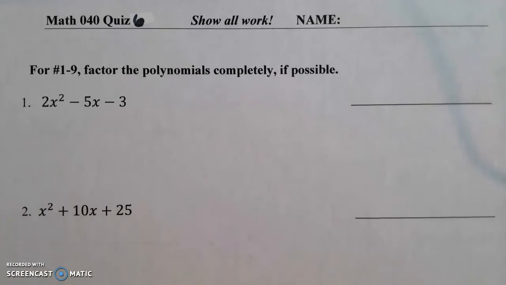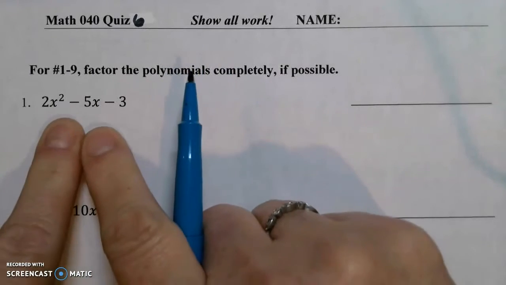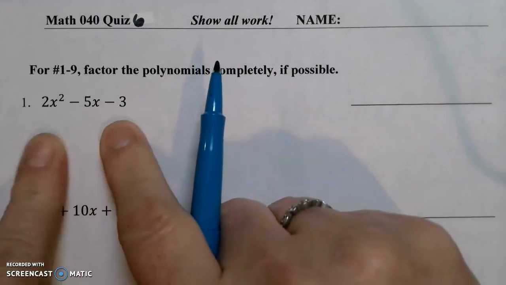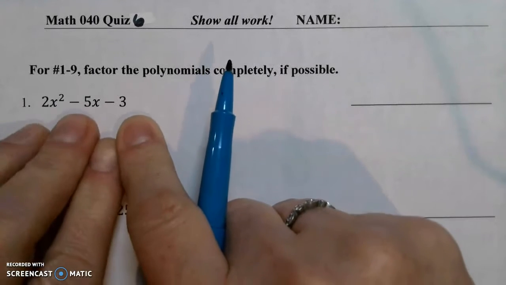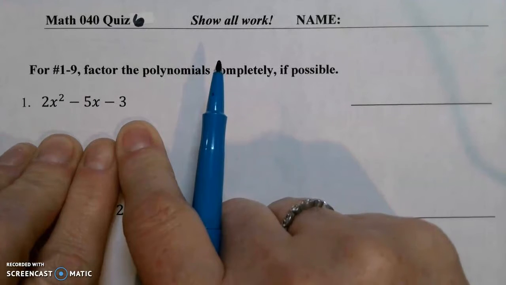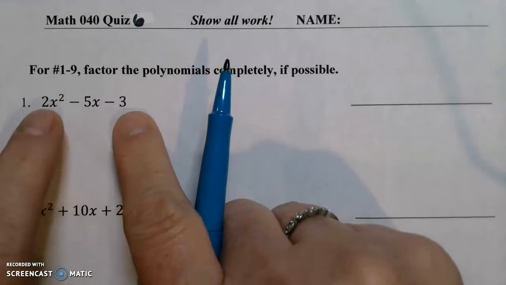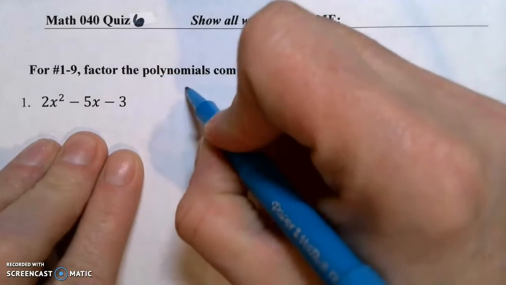Okay, so the first one, number 1 here. I've got a trinomial. It's in descending order. There is no GCF other than 1. So I'm going to go right to seeing if it's a perfect square trinomial, which it is not. Neither of these are perfect squares. So I'm going to use the AC method.